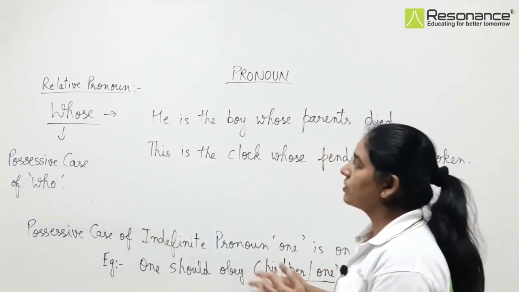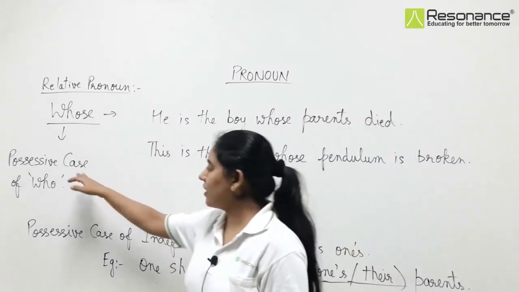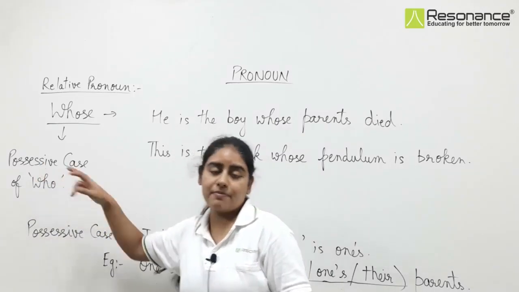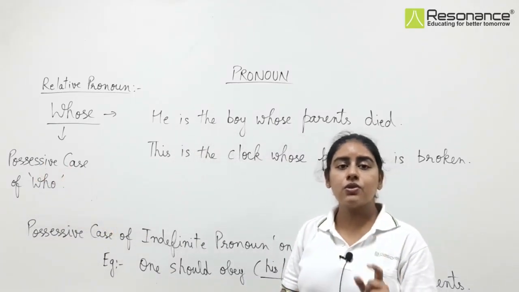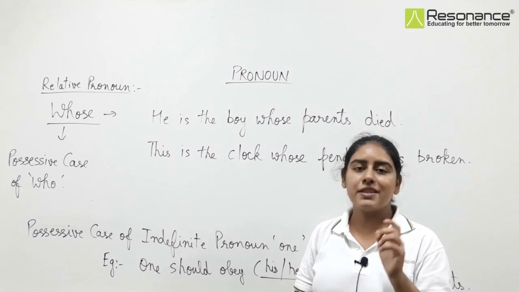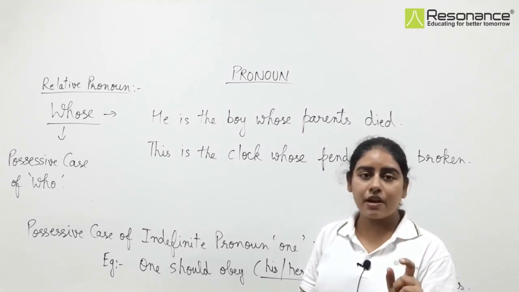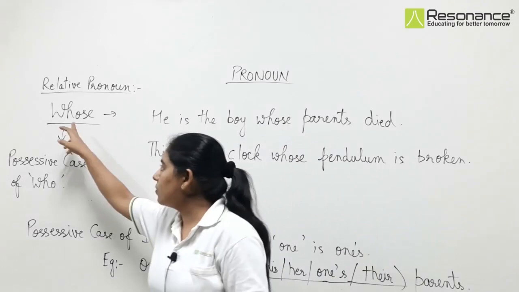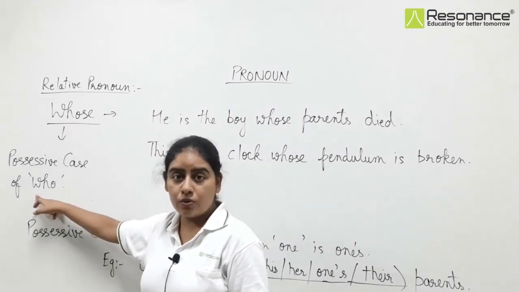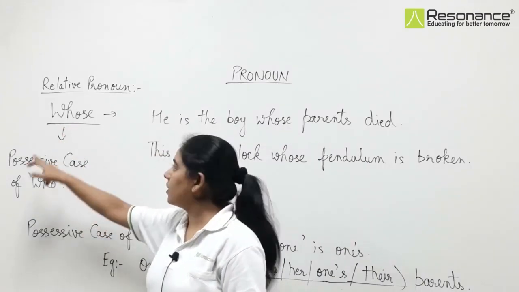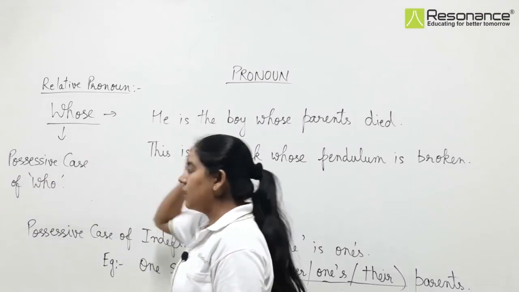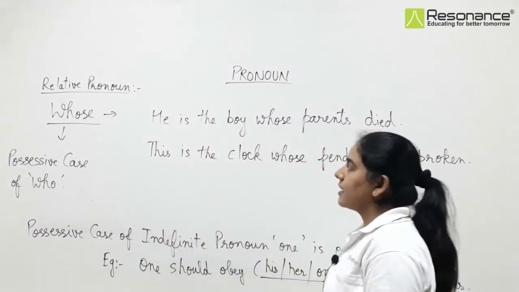Now what is whose? Whose is actually the possessive case of whom. Possessive case is the case which shows ownership, ठीक है? Possessive का मतलब होता है ownership या फिर belongingness. तो ये जो whose है, it is the possessive case of whom. Who is also a relative pronoun and whose is also a relative pronoun. Now let's have a look at the example.